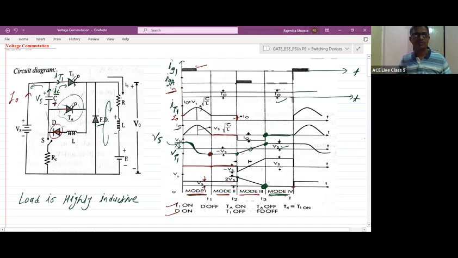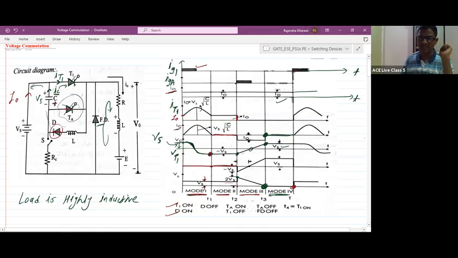After mode 4, what is happening? Again the same repeats, because after mode 4 we again apply the gate pulse to the main thyristor. So the same cycle repeats. Is this clear? So this is the circuit operation of the voltage commutation.